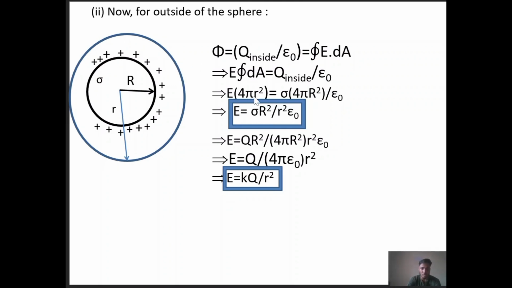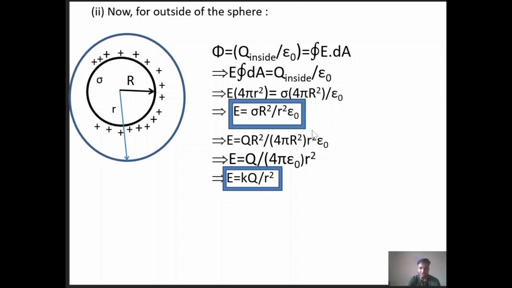Now E into 4 pi small r square will be equal to the total charge inside this outer sphere, which is the total charge on this inner sphere, equal to the surface area charge density multiplied by the total surface area of this inner sphere. So this will be equal to sigma into 4 pi capital R square, divided by epsilon naught. Now from here we can say that the electric field through this outer sphere will be equal to sigma capital R square divided by small r square into epsilon naught.